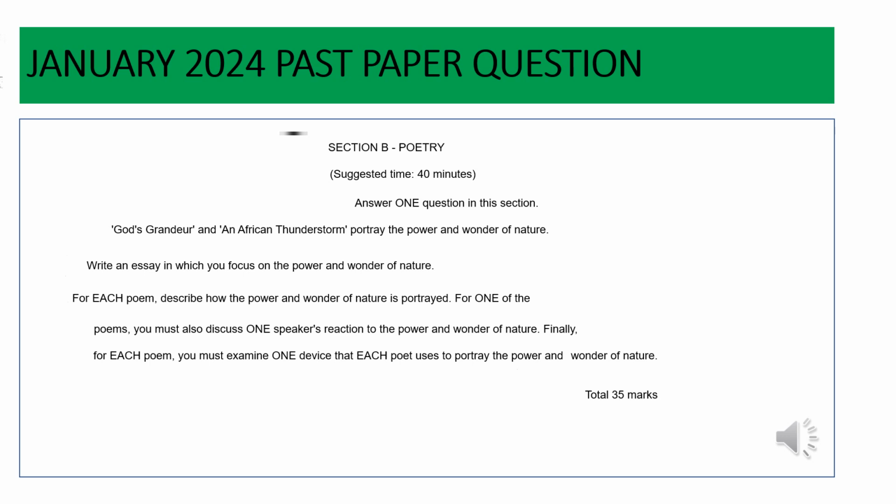For each poem, describe how the power and wonder of nature is portrayed. For one of the poems, you must also discuss one speaker's reaction to the power and wonder of nature. Finally, for each poem, you must examine one device that each poet uses to portray the power and wonder of nature. Total marks 35. Are you able to tackle this question? Let's see.